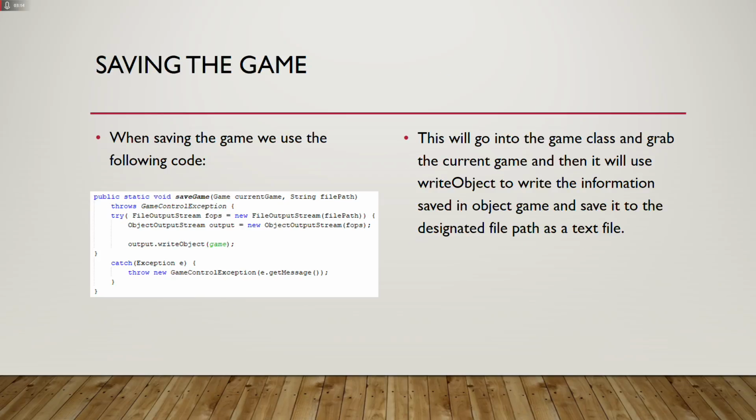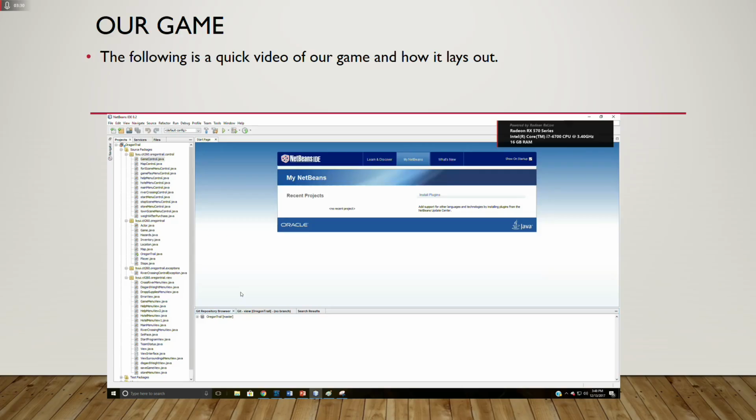When saving the game, the following code is triggered. This will go into the game class and grab the current game, and then it will use the writeObject to write the information saved in the object game and save it to the designated file path. The following is a quick video of our game, and it shows how it lays out.